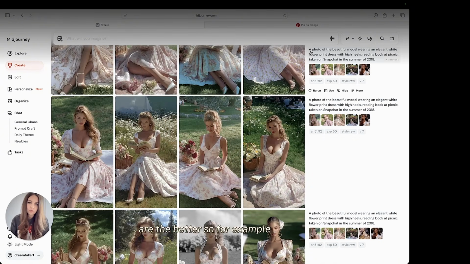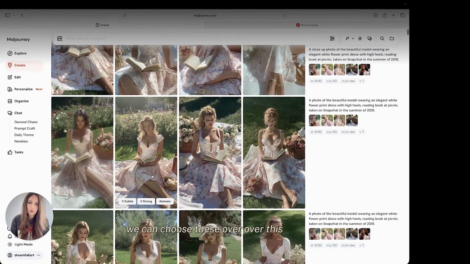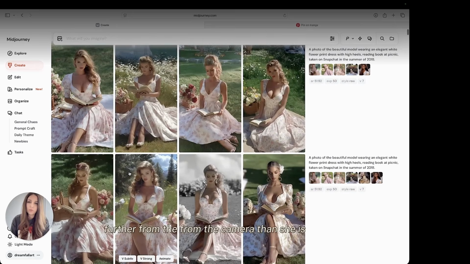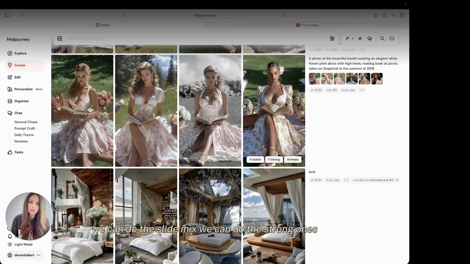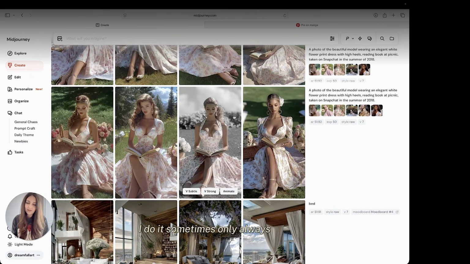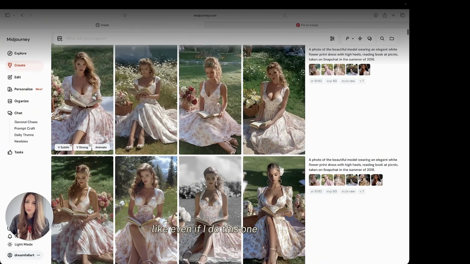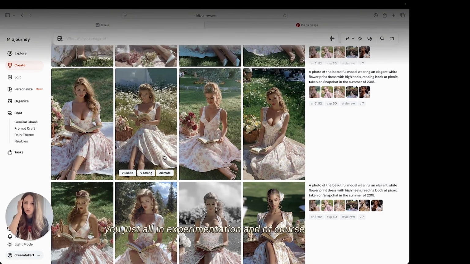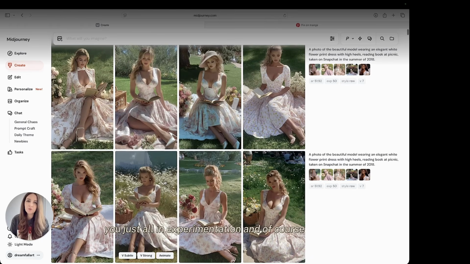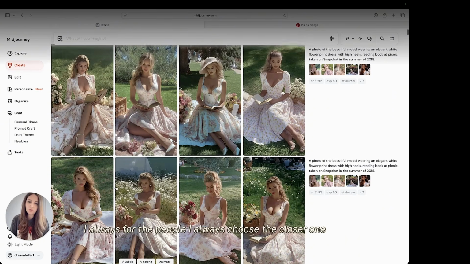So for example, we can choose this over this. Like she is further from the camera than she is. That's why I would pick her. Once again, we can do the slight remix. We can do the strong ones. I do it sometimes always on the pictures, even though I like them a lot. Like even if I do this one, sometimes my brain just tells me, just try something else, maybe it will work out better. So it really works like this. It's all experimentation, and of course finding the best angles. So for the first scene, for the people, I always choose the closer one.